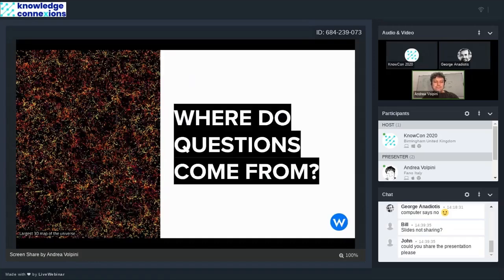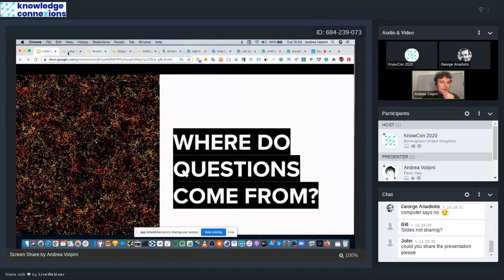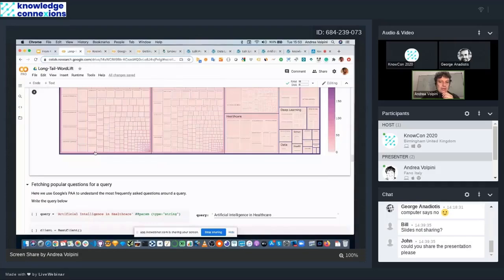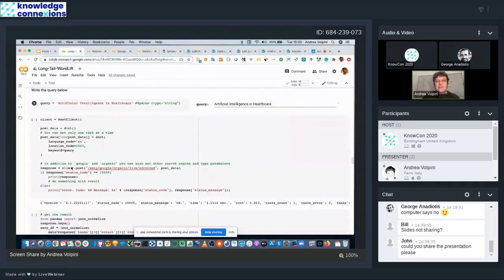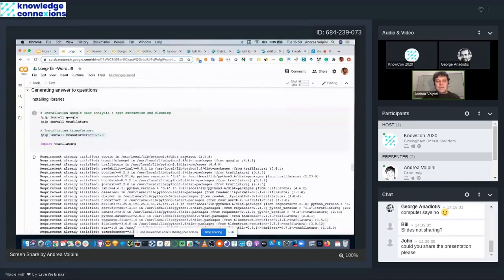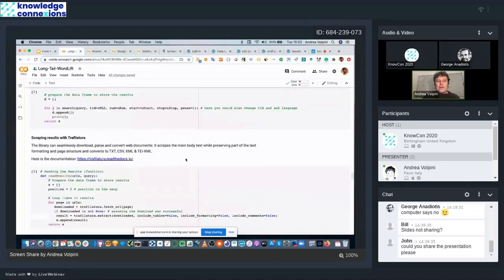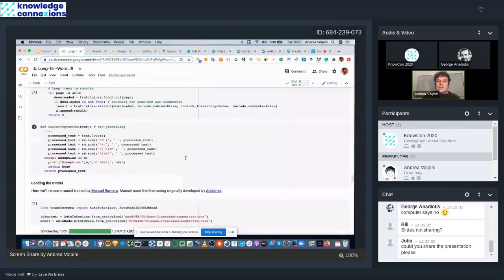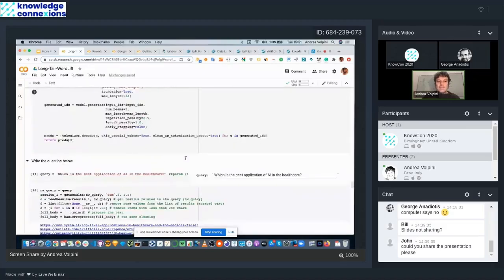But where are we getting the questions? We've seen that we can generate text using T5 by compressing Google results, okay? And we will see in the coming session that, if I write something like artificial intelligence in healthcare using this tool, I can scrape the results from Google for this query, get all the text, and then use T5 to generate the answer.